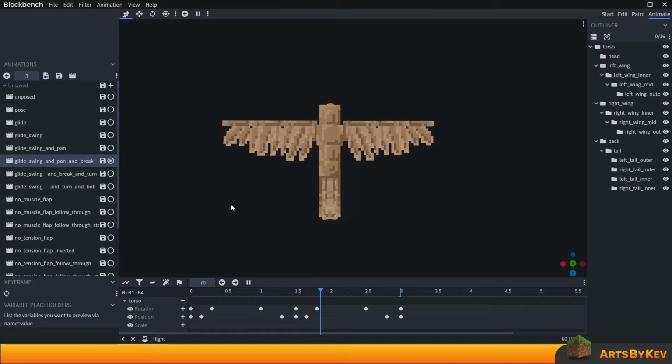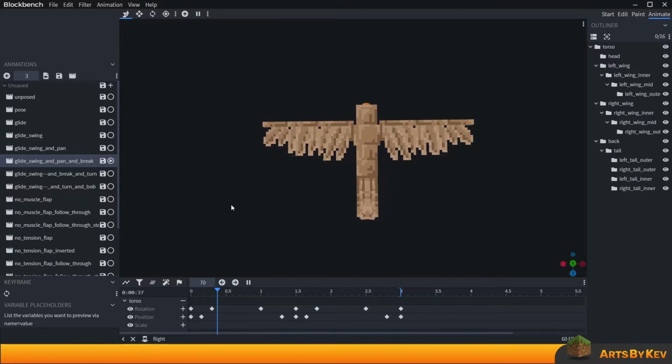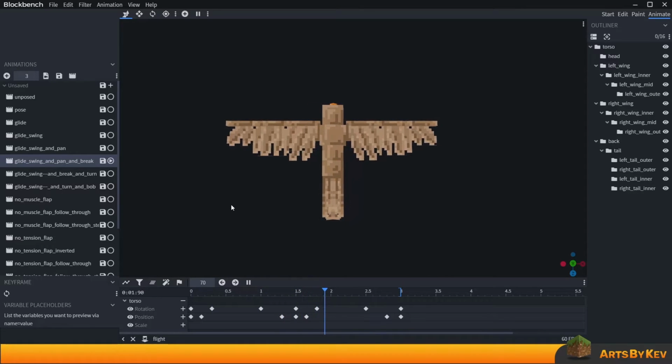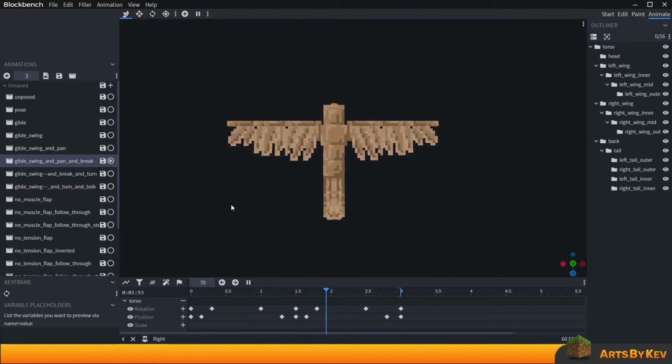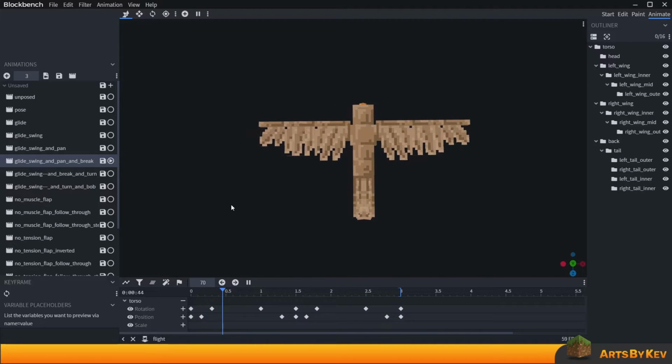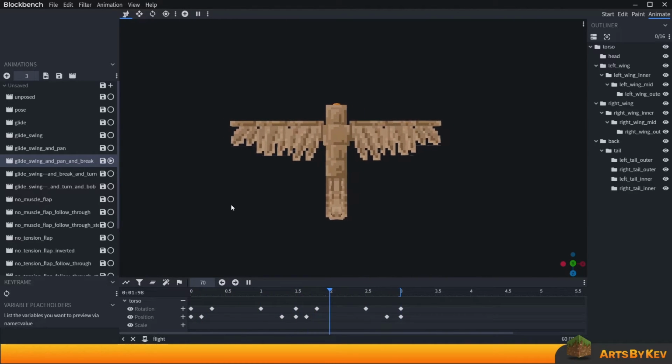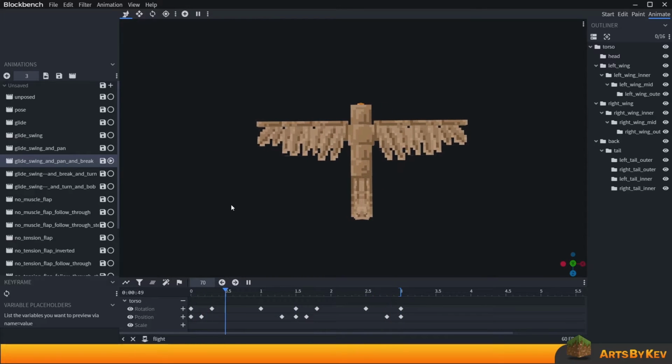So up till this point, we have animated a rotation to the torso that makes it look like it's flowing on top of the air slightly. We've also added a positional movement so that it's actually panning left to right. And we've added some stopping power with the keyframes so that it breaks whenever it reaches the pinnacle of movement left to right.